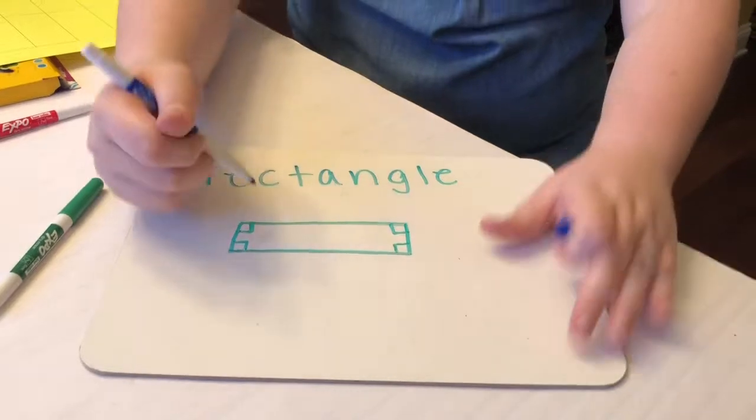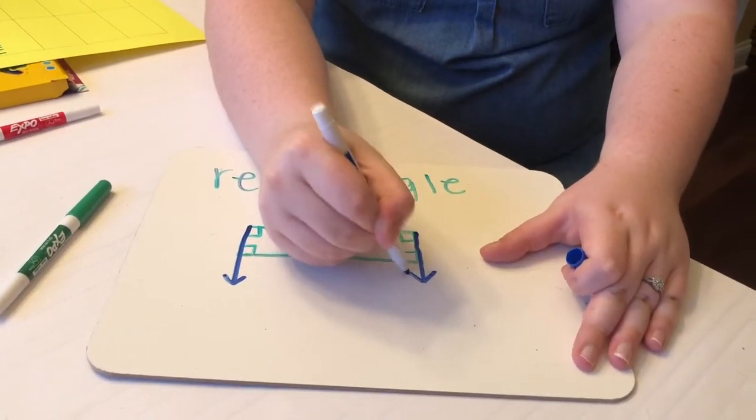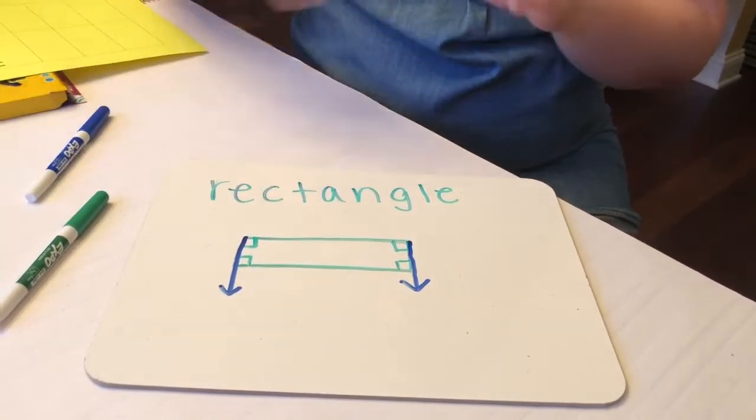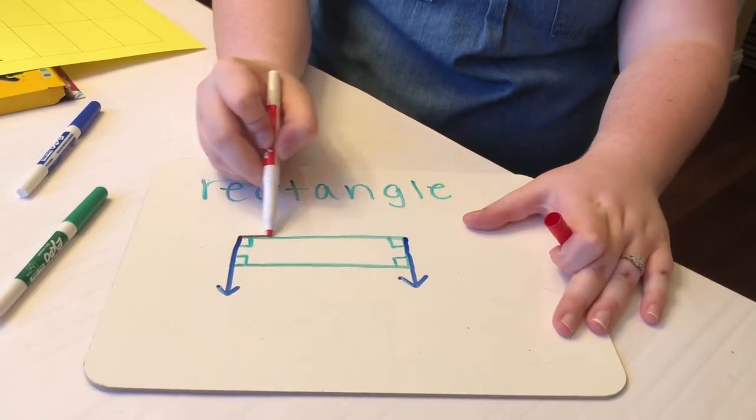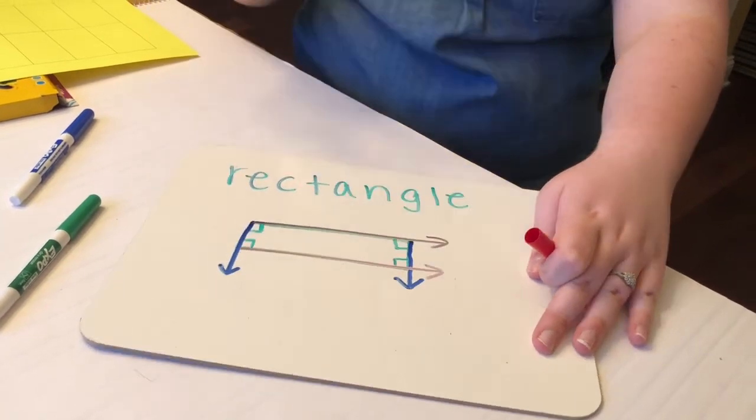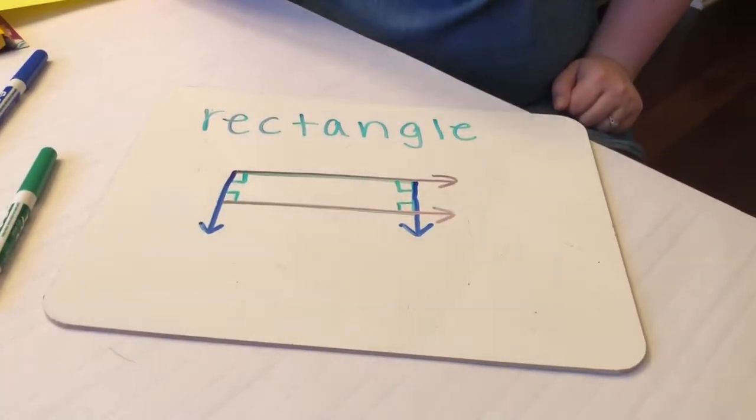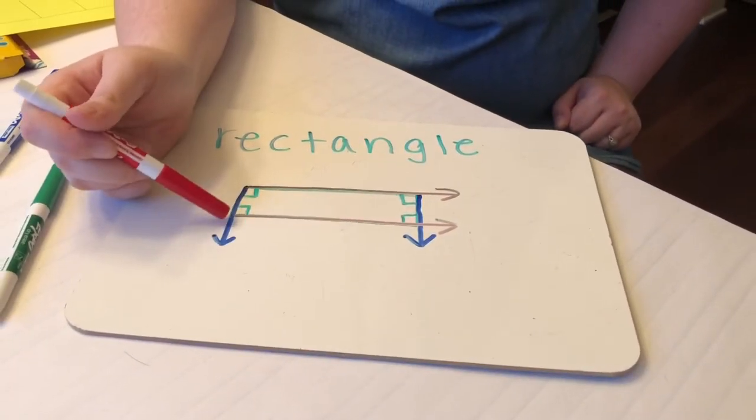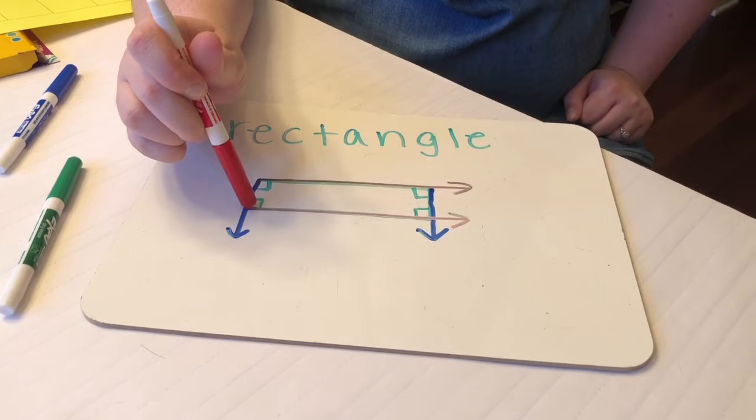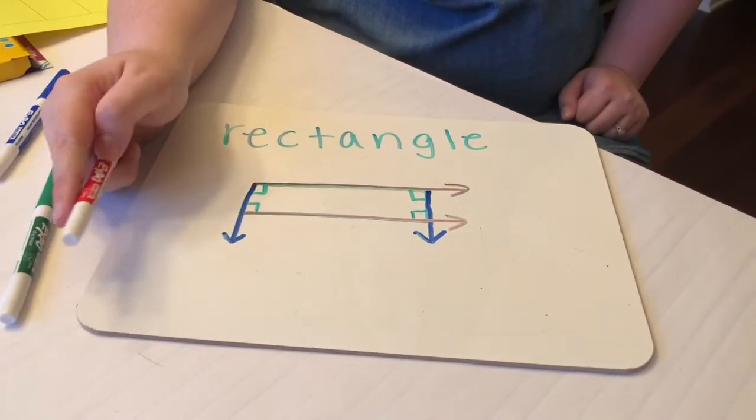Let's make our lines. 1, 2, and then our second set, 1, 2. So it has 2 sets of parallel lines, but rectangles also have the 4 right angles, and the sets of parallel lines have the same length.